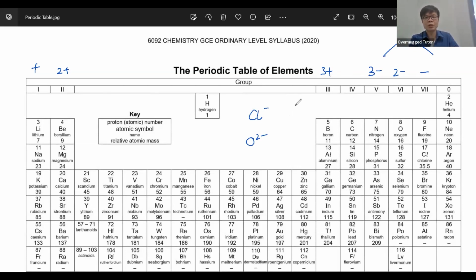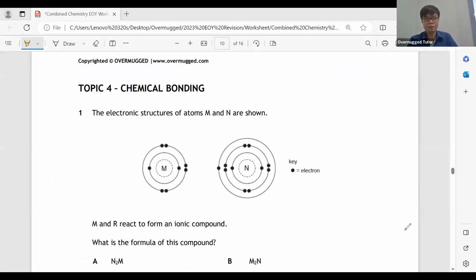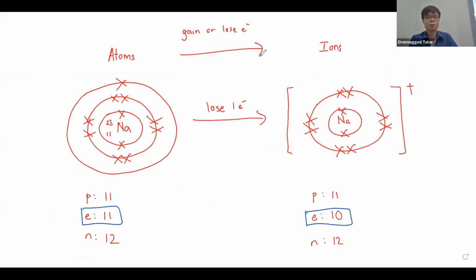Hopefully you can see. So these are common things that you should have seen when writing chemical formula. So this is the easy way, just memorize and write at the top if you want. Is there anything else here? Okay, don't have.